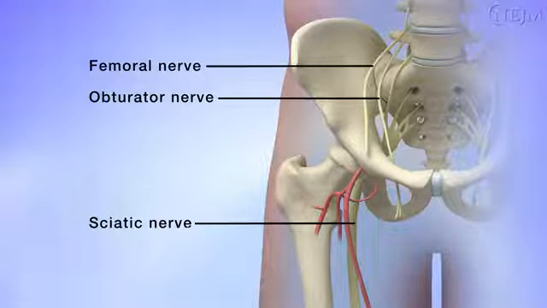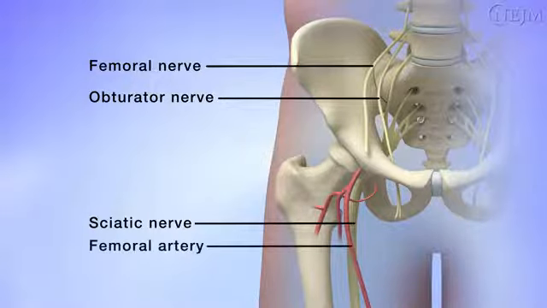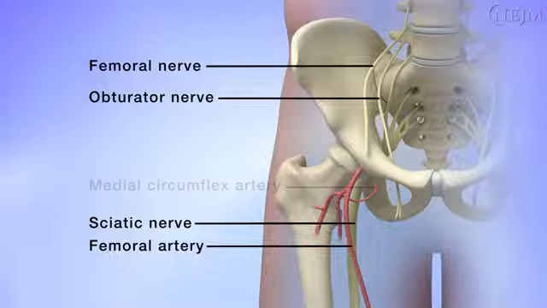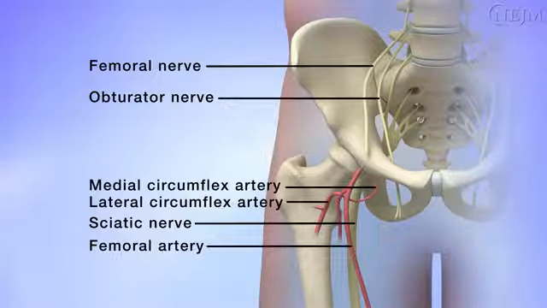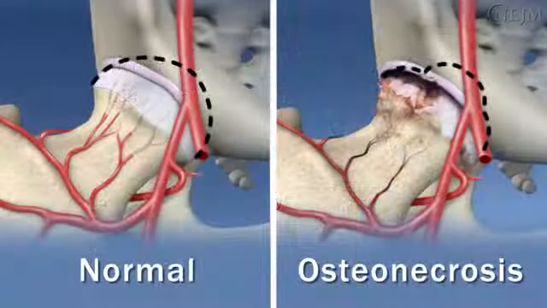Compression of the sciatic nerve causes sciatica, a shooting pain that runs down the back of the gluteal region and the leg. The three major arteries close to the hip are the femoral artery and two of its branches, the medial and lateral circumflex arteries. Disruption of the medial circumflex artery can cause osteonecrosis of the femoral head.